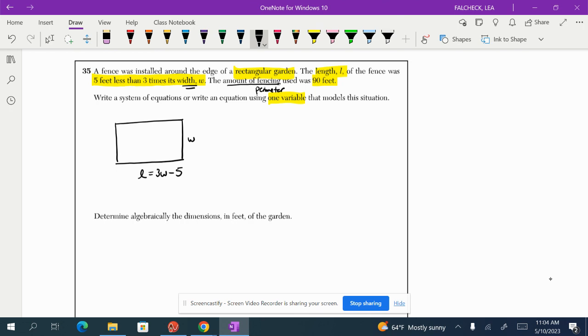If I were you, I would know that across from W is a side length W. Across from 3W minus 5 is another side length 3W minus 5. I have all four sides. I'm going to add them together, and it needs to equal the 90 feet of fencing that was used. But I like to work smart, not hard. So I'm going to do my two W's, and then my two 3W minus 5s from the picture. Then I would get something that looks like this, and that is my equation.